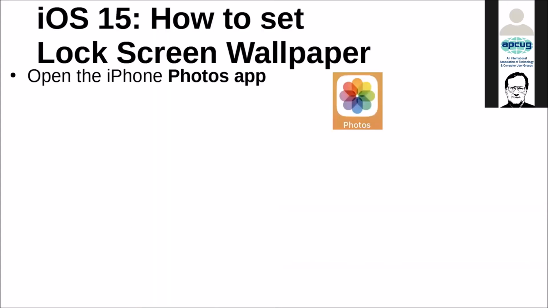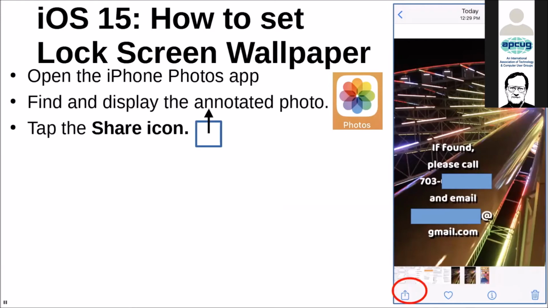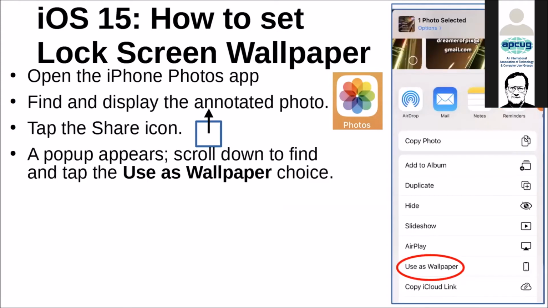Now we're going to explain how, with the annotated photo on your phone, to set it as the lock screen. First of all, you open the Photos app. I've shown you the icon here. You find and display the annotated photo. Now there's a button in the lower left corner called the share icon, and I have kind of tried to mimic it here next to the words in the bullet point. You tap that icon and a pop-up appears. Here's the pop-up. You scroll down to find and tap the Use as Wallpaper choice, which I circled in this image.